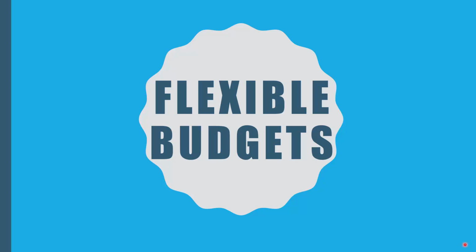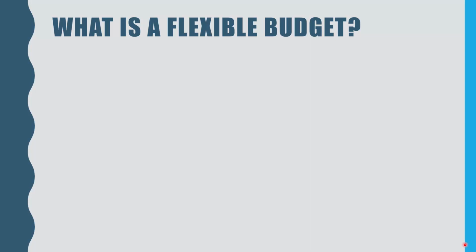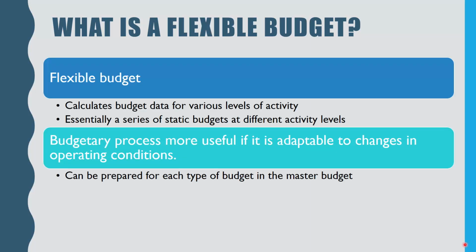In this video, I will discuss flexible budgets and flexible budget reports. So what is a flexible budget? A flexible budget is essentially a series of static budgets adjusted for different activity levels. This is really important because it makes the budget more adaptable and more useful for evaluating managers.